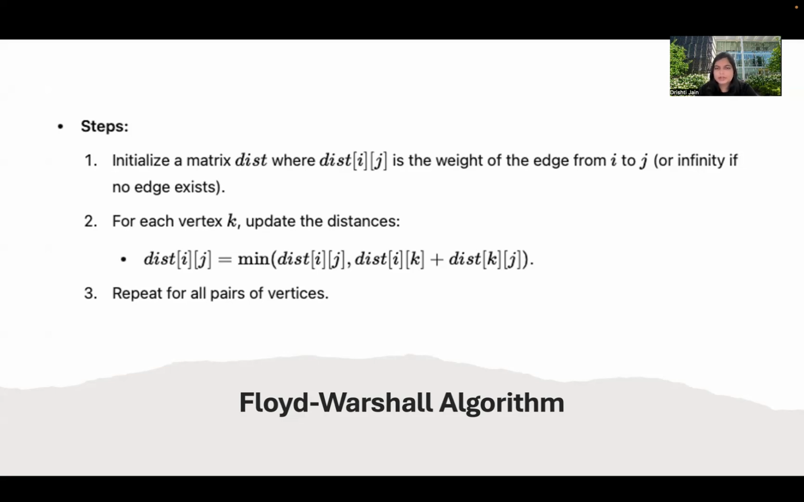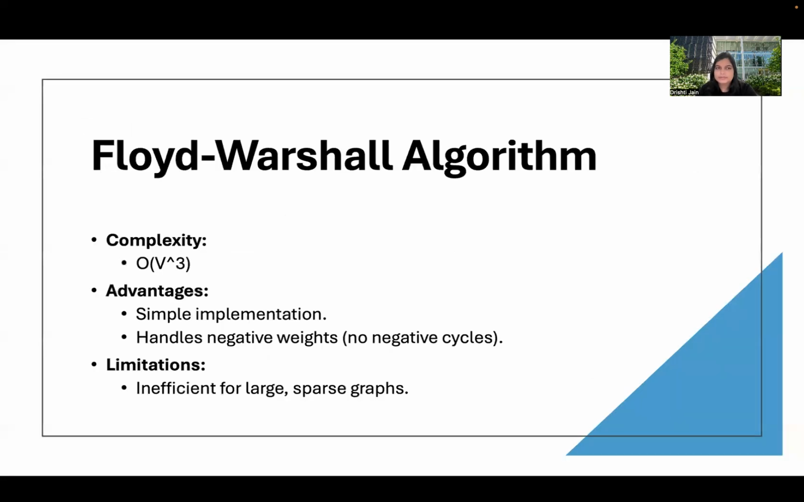between ij and distance between ik plus distance of kj. Whichever is the minimum, assign that value to distance of ij. Repeat this for all pairs of vertices. This is the Floyd-Warshall algorithm. The complexity is V cube.